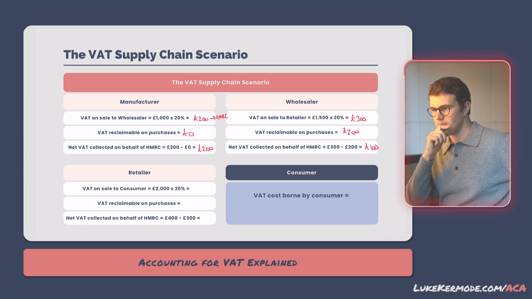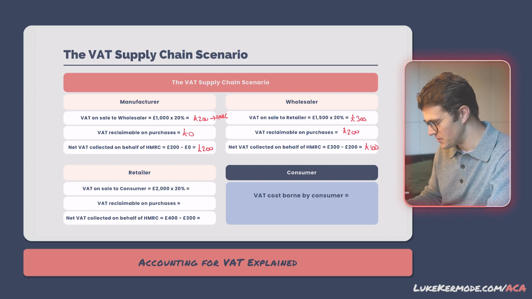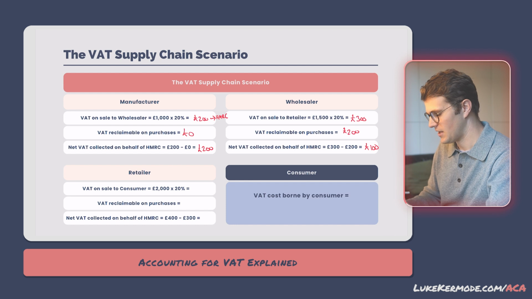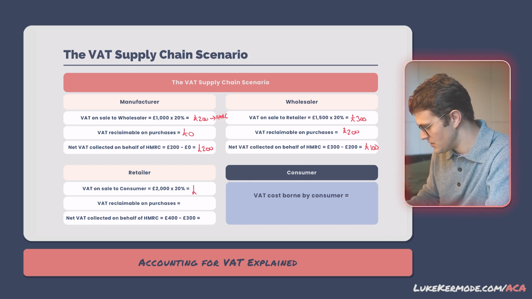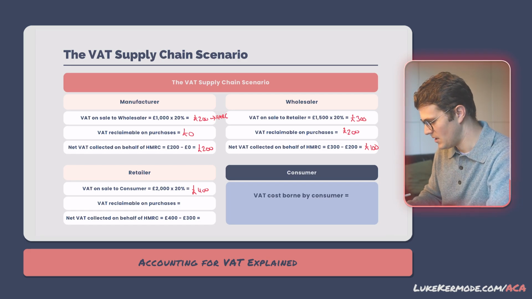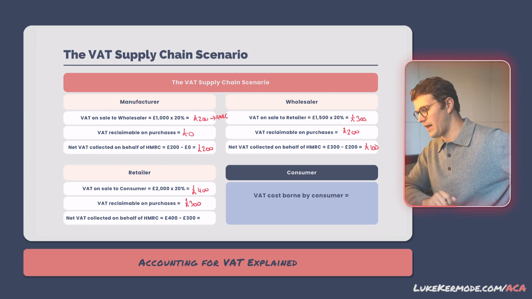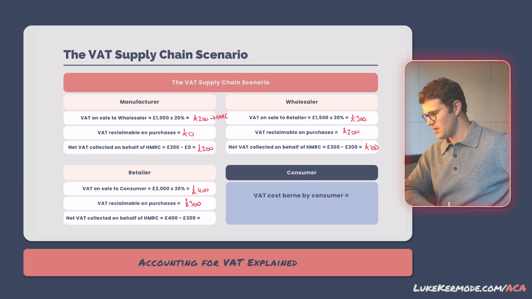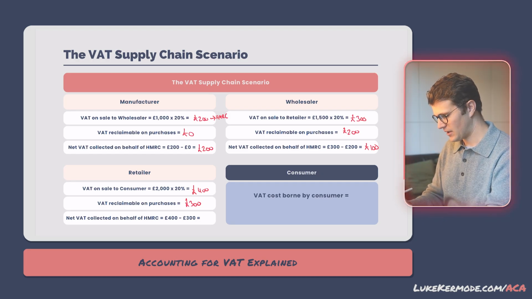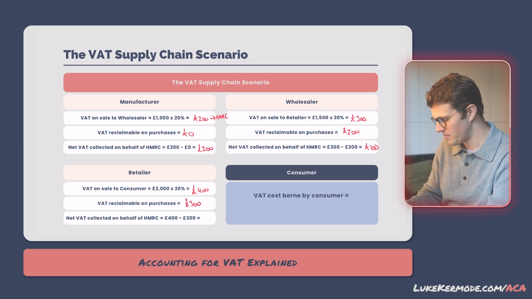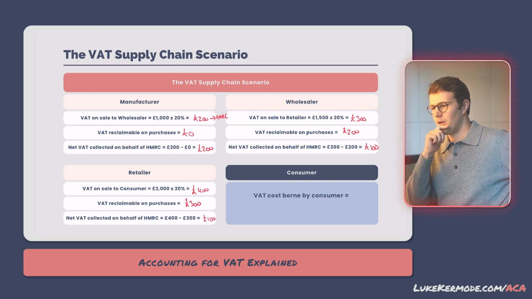The retailer sells the goods to the consumer for £2,000, so the amount of VAT they need to collect is 2,000 times 20%, which equals £400. But they also reclaim VAT on their purchases of £300, which is equal to the £1,500 purchases they made, times 20%, and that leaves a net amount collected on behalf of HMRC of £400 minus £300 equals £100. So what's the result of all this?